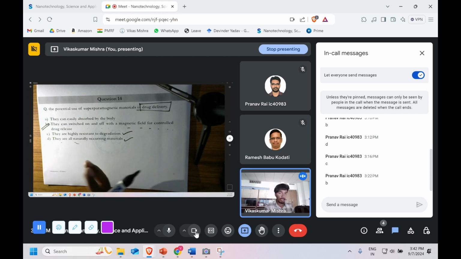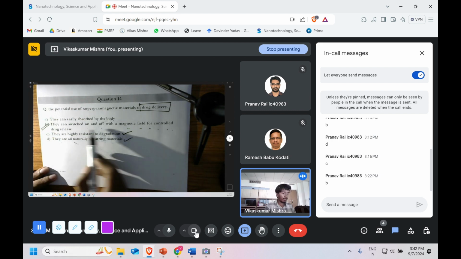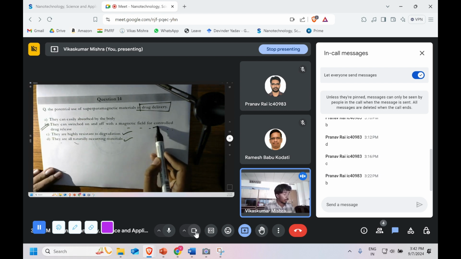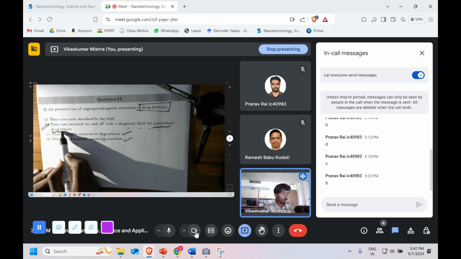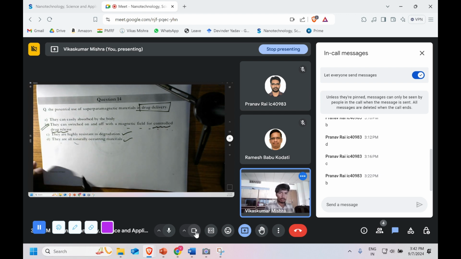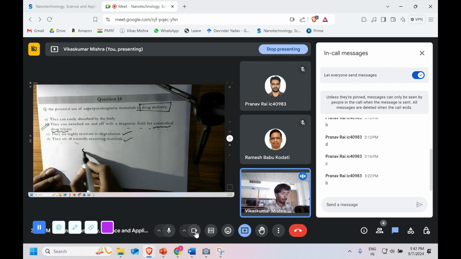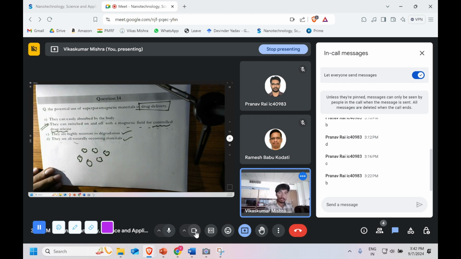That if I apply the magnetic field, it can switch on. I can switch on its particular property of superparamagnetism. And if I turn off the particular field, it can switch off. Like we can directly make it zero. And in that particular manner, we can do the controlled drug release system. Okay. So let us say I'm having a particular powder with me, and I consume this particular powder.